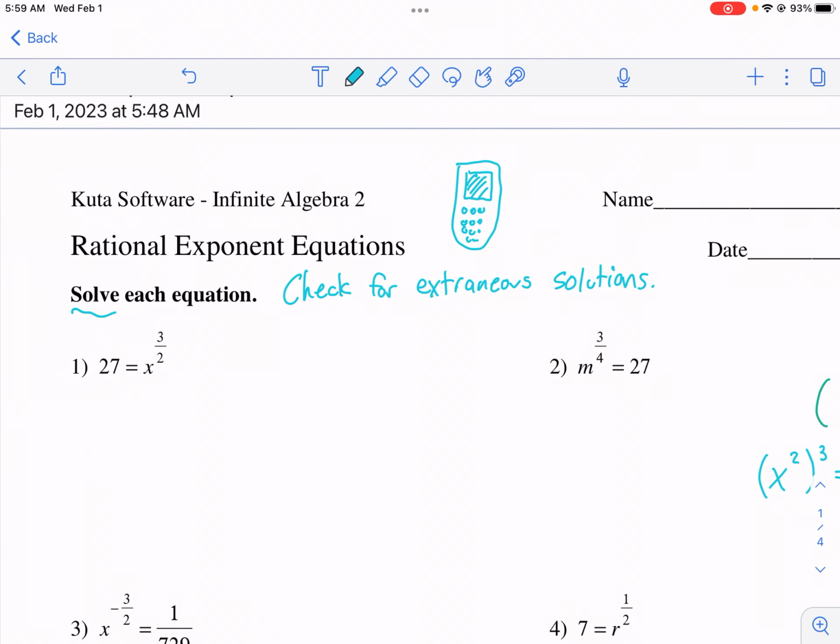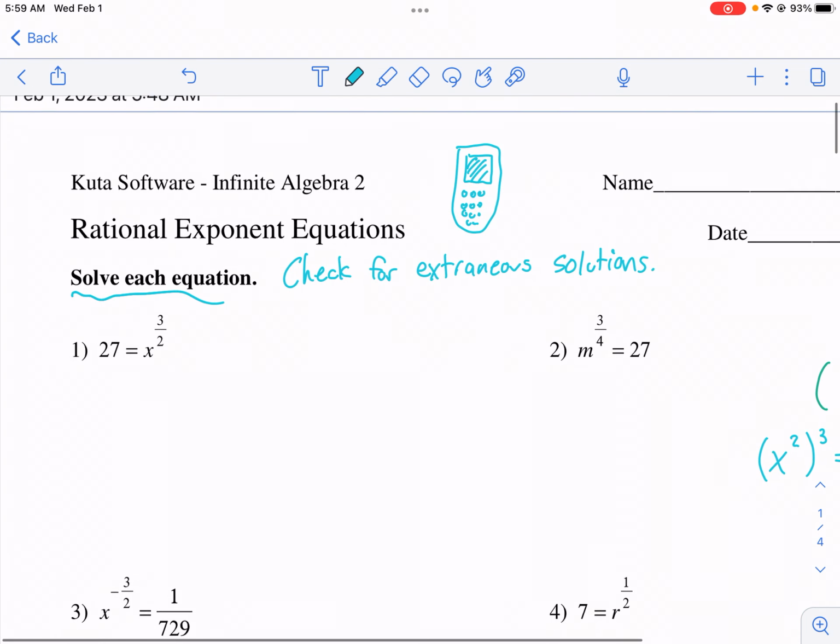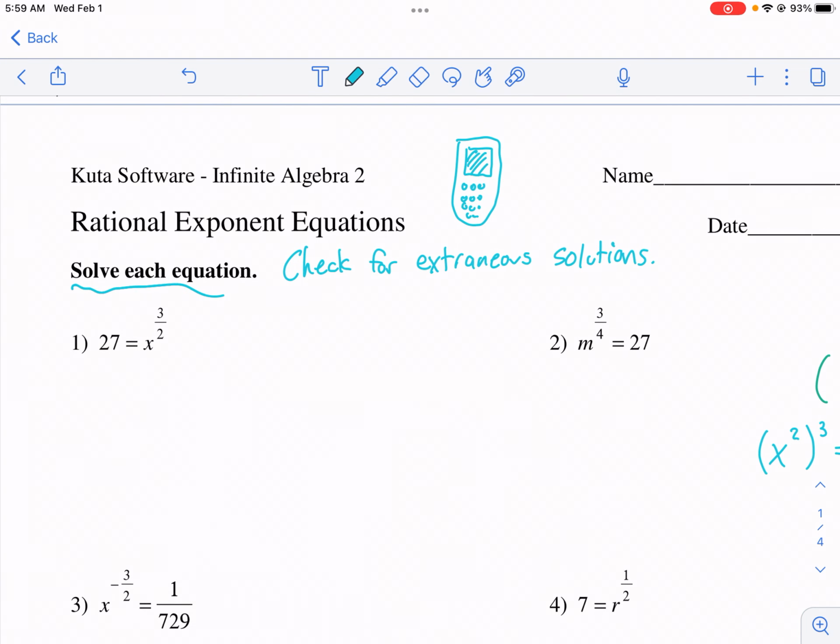It gives you the instructions to solve each equation, but it doesn't tell you to check for extraneous solutions. That is something you're going to want to do. I don't think there are any extraneous solutions in these examples. Okay, so you're going to say, oh, why do I need to do that? Because you may encounter these in your own problems or on your quizzes and tests. So make sure you get into the habit of checking for extraneous solutions anytime you're dealing with rational exponents.